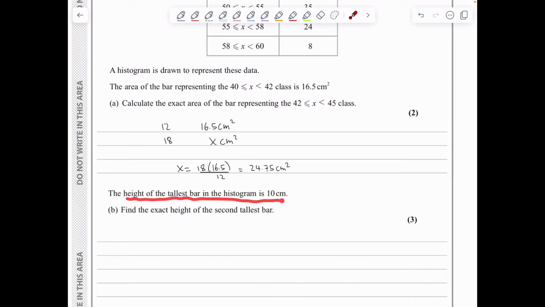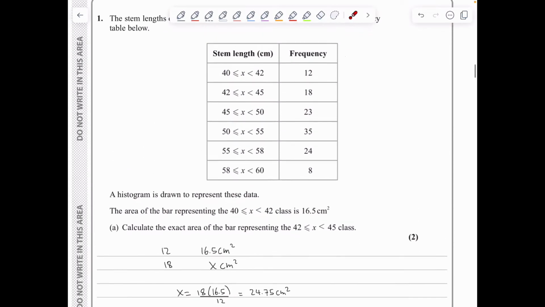In part B, we are told that the height of the tallest bar in this histogram is 10 centimeters, and we need to determine the exact height of the second tallest bar. Well, we know that in a histogram, the height is the frequency density, so I will go and calculate the frequency density for each of these classes.